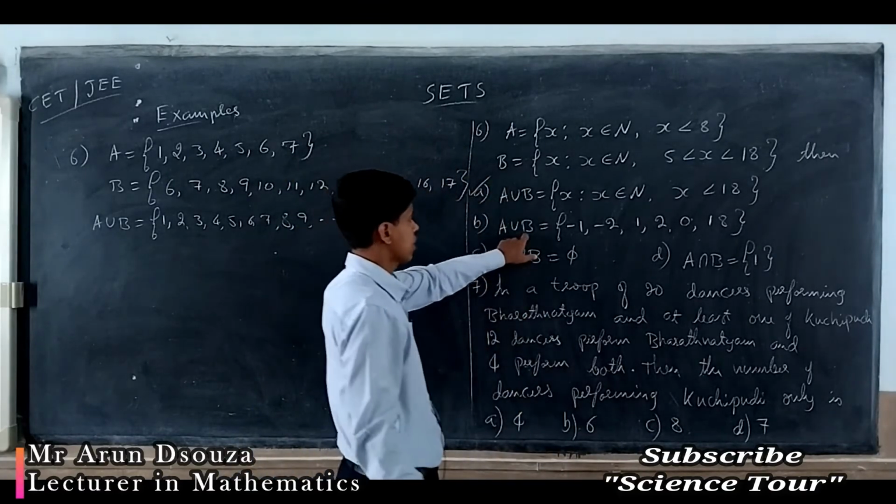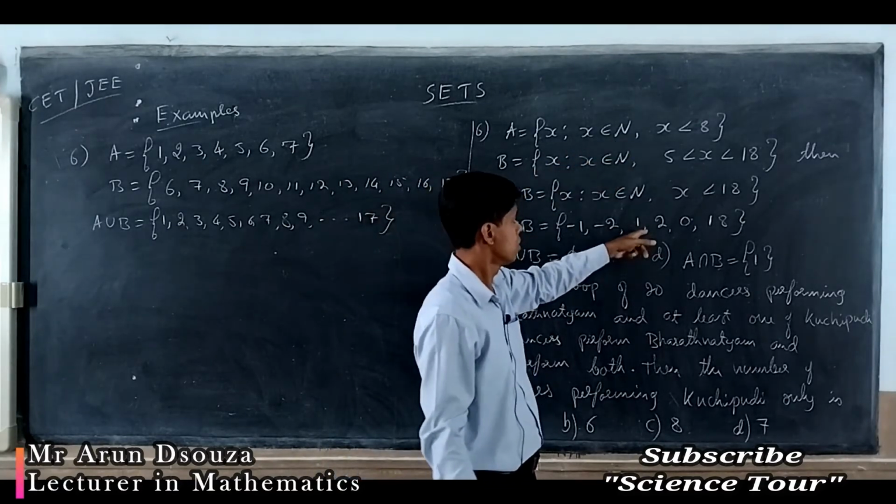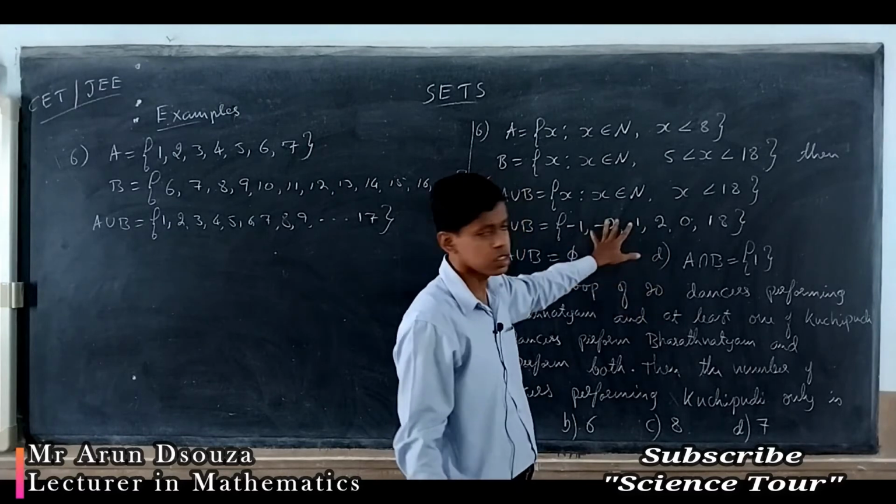Well, why can the others not be the answer? Because you don't have negatives there at all in the natural numbers. So 0 is also not there. So this is out of the question.